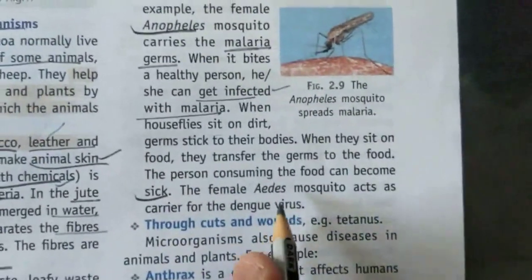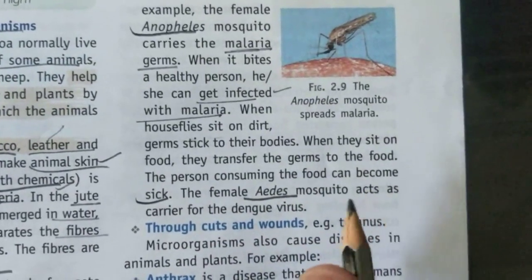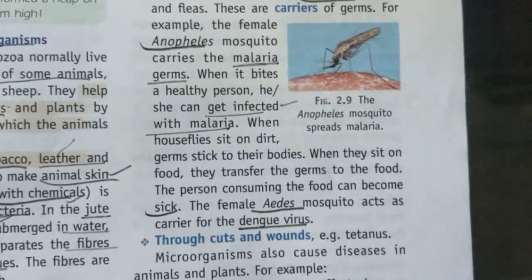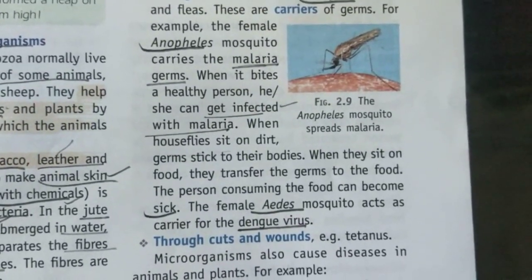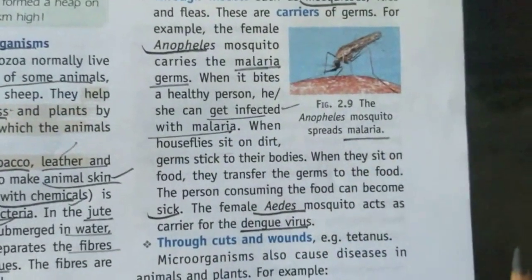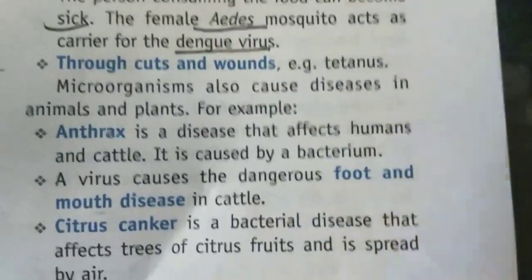Next concept is a mosquito whose name is Aedes. It's also a female mosquito. It carries the dengue virus. Dengue is caused by a virus. So you know Anopheles is responsible for spreading malaria, and Aedes is responsible for carrying the dengue virus.